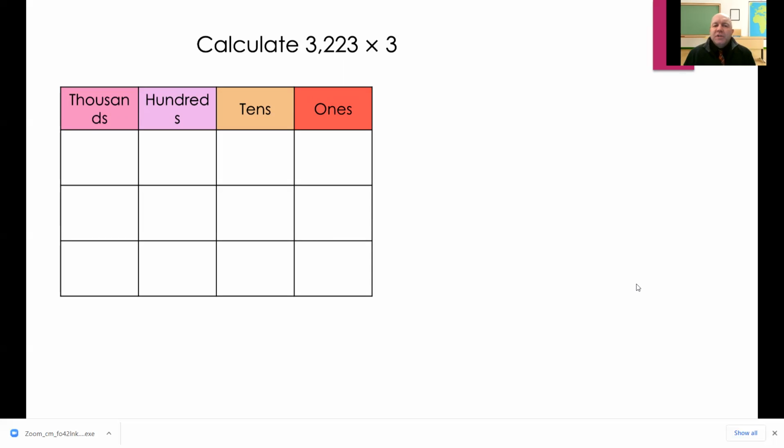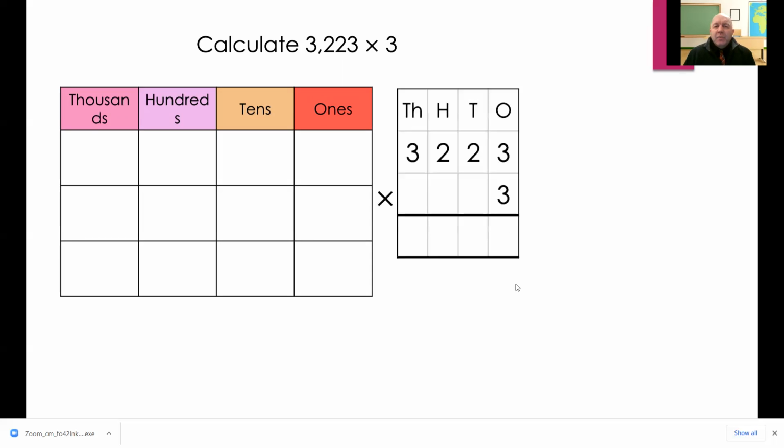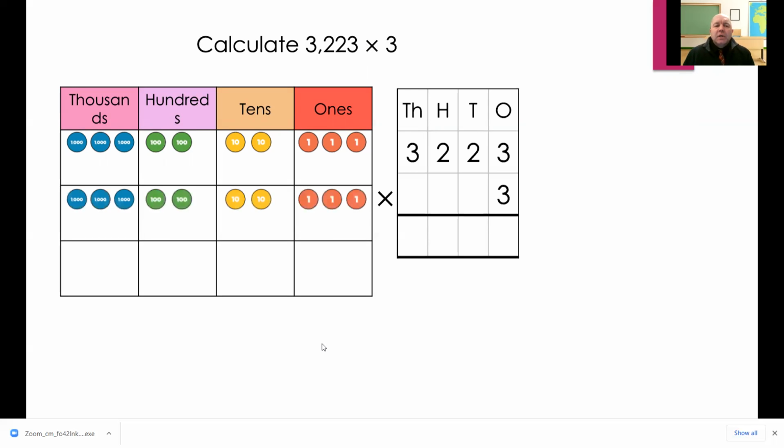First of all, let's do it using our counters, and then we'll do it using the column method. So first of all, 3,223. Here we go. There's 3,000 in our thousands column, 2 hundreds, 2 tens or 20, and 3 ones. 3,223, and we need it 3 times. So there's our counters to show that calculation.